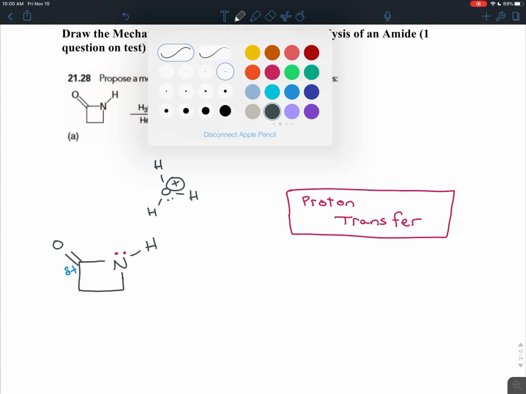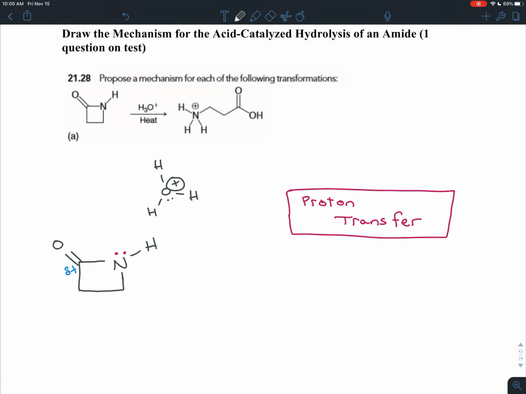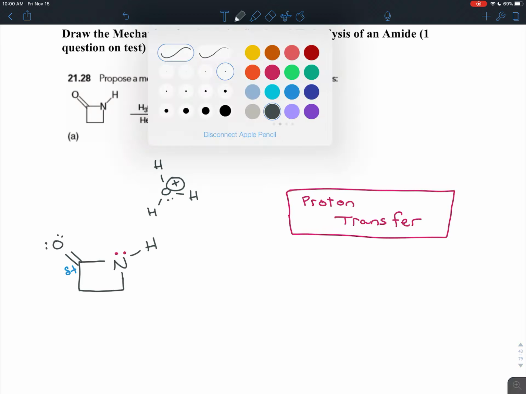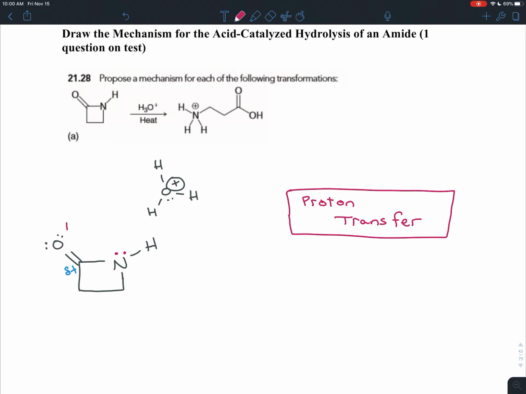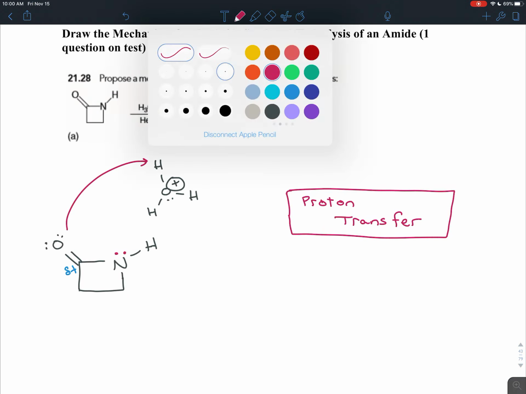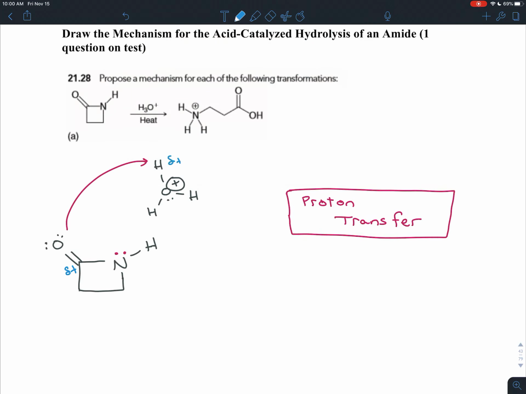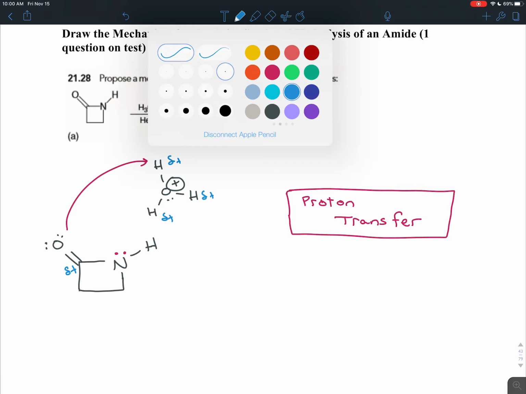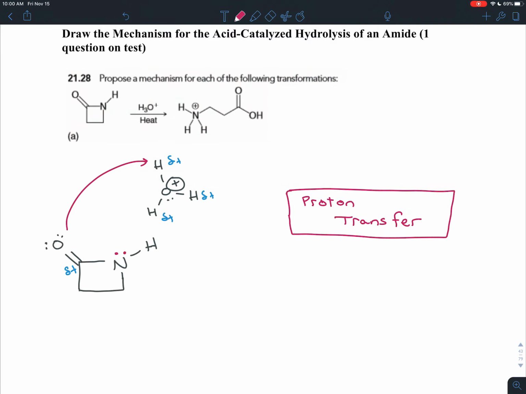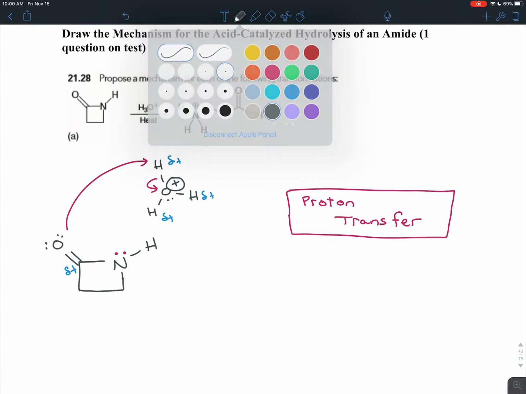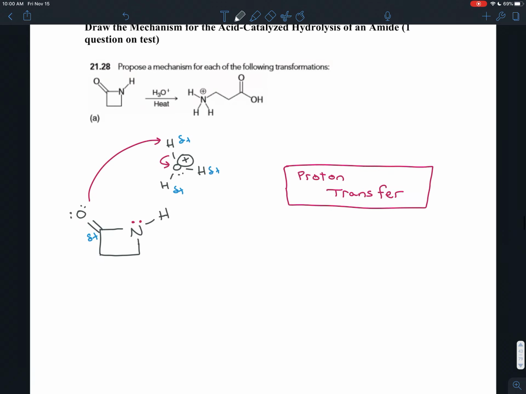And the slightly negative oxygen in the carbonyl attacks one of these slightly positive hydrogens. Those hydrogens are losing electron density to the oxygen, both because of electronegativity and because the positive charge there is sucking electrons away even more powerfully. So that carbonyl oxygen steals one of the hydrogens, and the electrons snap back onto the oxygen to stabilize the positive charge. So you could see that proton transfer.